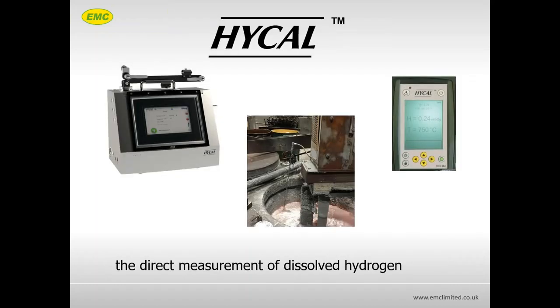Now I'd like to turn to the direct measurement of hydrogen, which gives precise and quantitative values of the dissolved hydrogen. These devices have been used for many years in the wrought aluminium industry. Essentially, we talk about a probe that is immersed in the aluminium and an analyzer that processes a signal from the probe and displays a value on the screen.